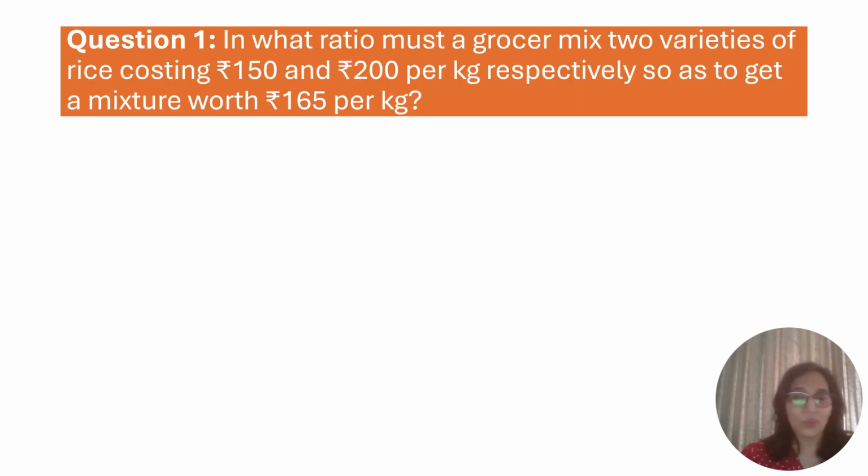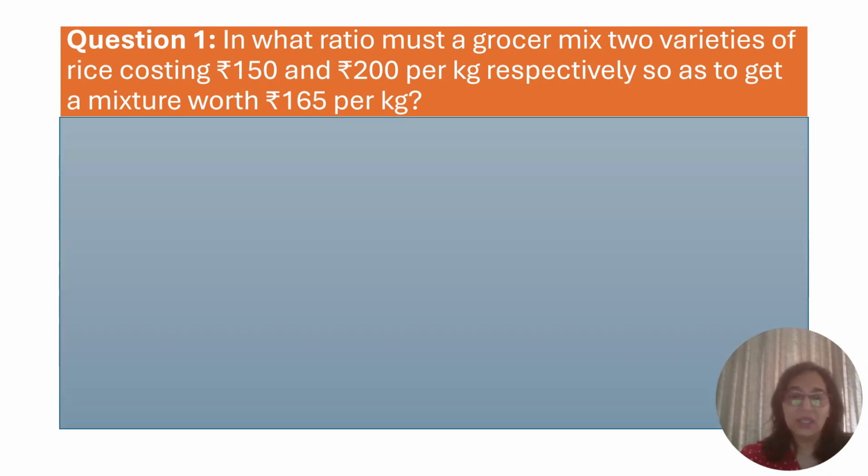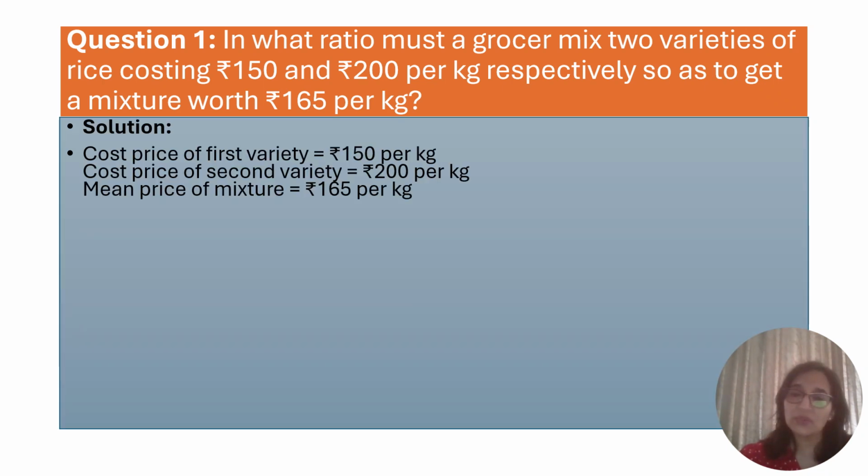Let's see question number 1. In what ratio must a grocer mix two varieties of rice costing rupees 150 and rupees 200 per kg respectively so as to get a mixture worth rupees 165 per kg? Now, to understand this, children, it's very important you write down what is given. The cost price of the first variety is 150 per kg. The cost price of the second variety is 200 per kg. And the mean price of the mixture is 165 rupees per kg.